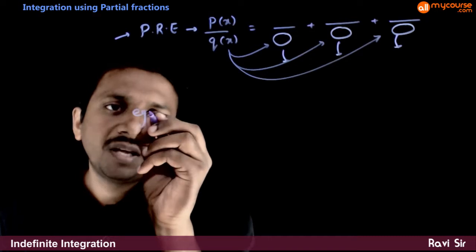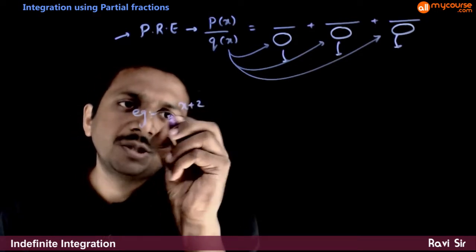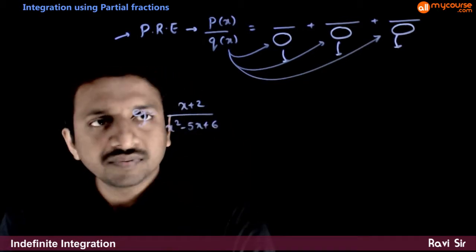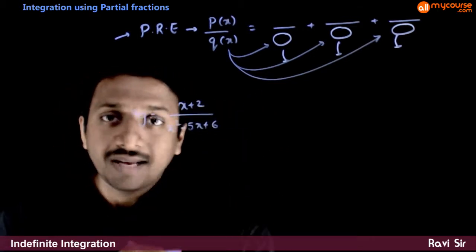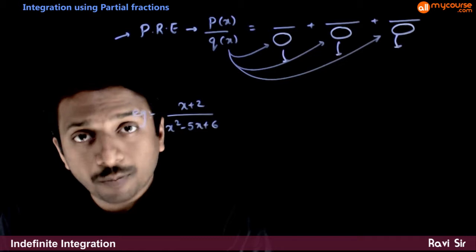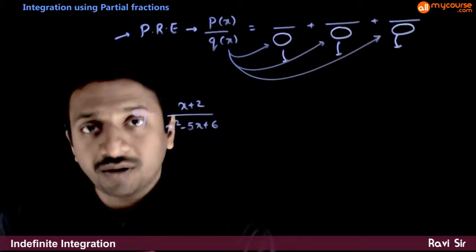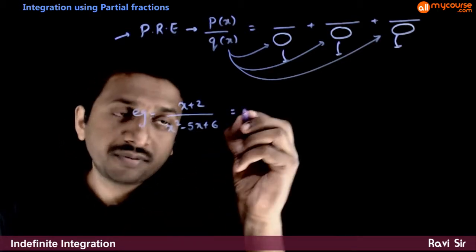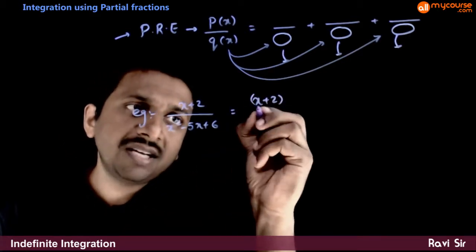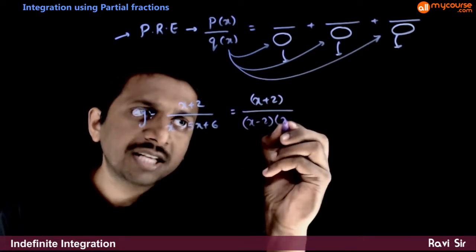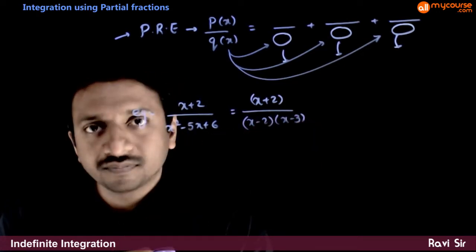For example, if you have x plus 2 by x square minus 5x plus 6, this is a proper rational expression. The degree of the numerator is 1, the degree of the denominator is 2. Now, if you factorize the denominator, it is x minus 2 into x minus 3.